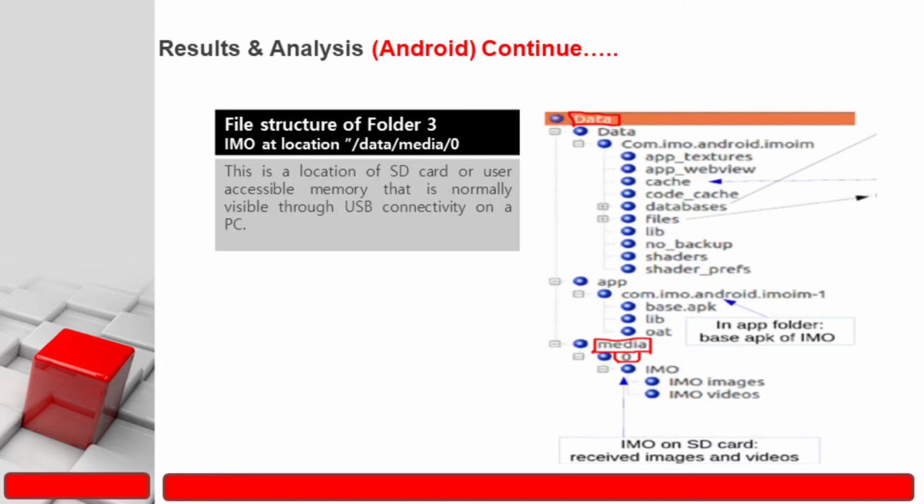File structure of folder 3 named IMO at location data/media/0. This is a location of SD card or user accessible memory that is normally visible through USB connectivity on a PC, as shown in the picture at your right.